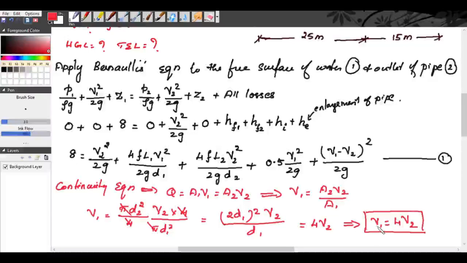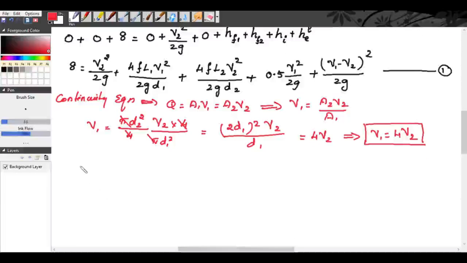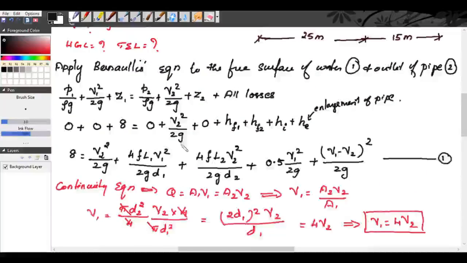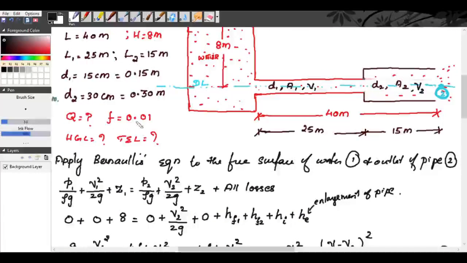Okay, now we will substitute V1 is equal to 4 V2 in equation 1. So we get 8 is equal to V2 square by 2G. So 2 into 9.81 plus 4 into F is given as 0.01.